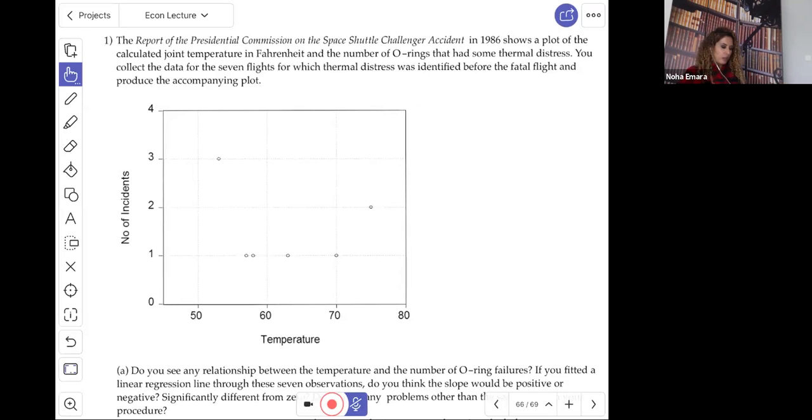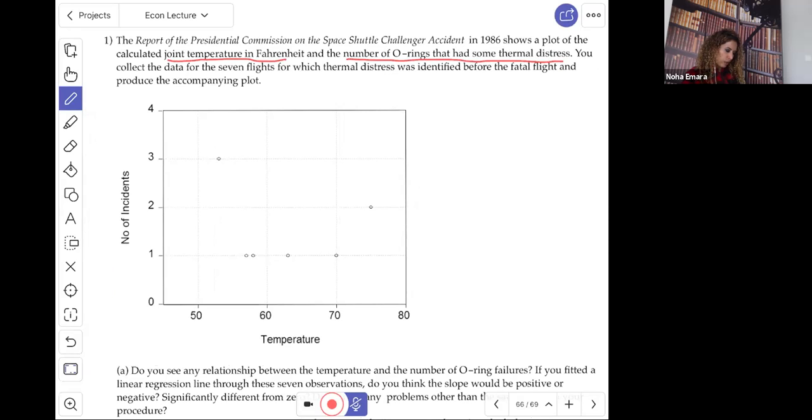So what we have here is a relationship that we can see, and you can read all the details here. This is the report of the Presidential Commission on the Space Shuttle Challenger accident in 1986, which shows a plot of the calculated joint temperature in Fahrenheit. It's very important to notice what is the unit of measurement we're talking about. The number of O-rings that had some thermal distress.